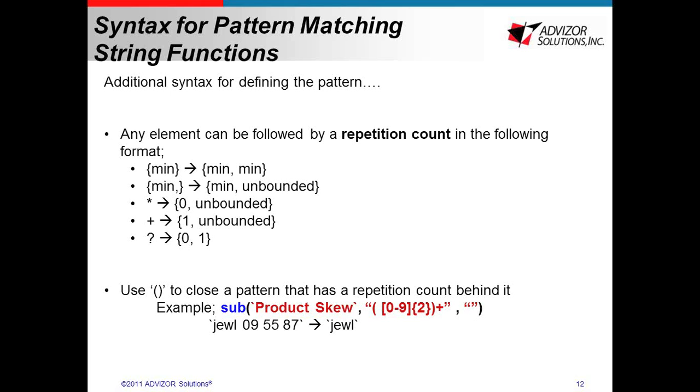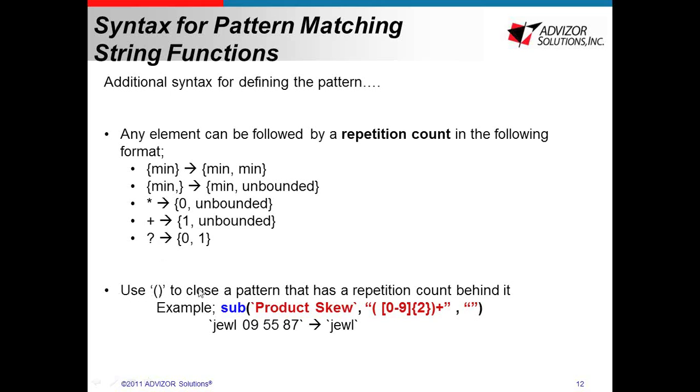If the element can be a minimum, maybe 2 to infinity, you would just use the min, comma, nothing in the brackets. If the element can be there or not as many times as you want, you can use a star. If the element can be in the pattern once or to infinity, you just use a plus. And if the character can only be in the pattern not at all or once, you use a question mark.